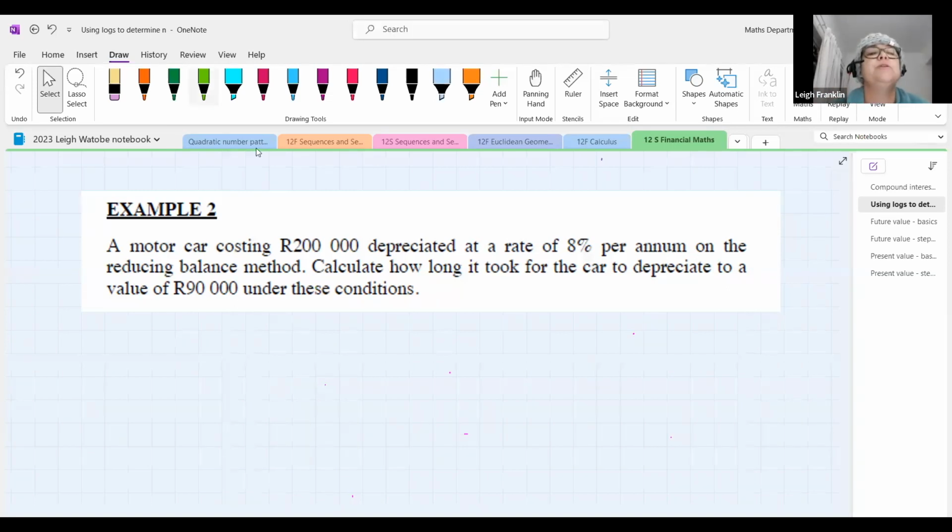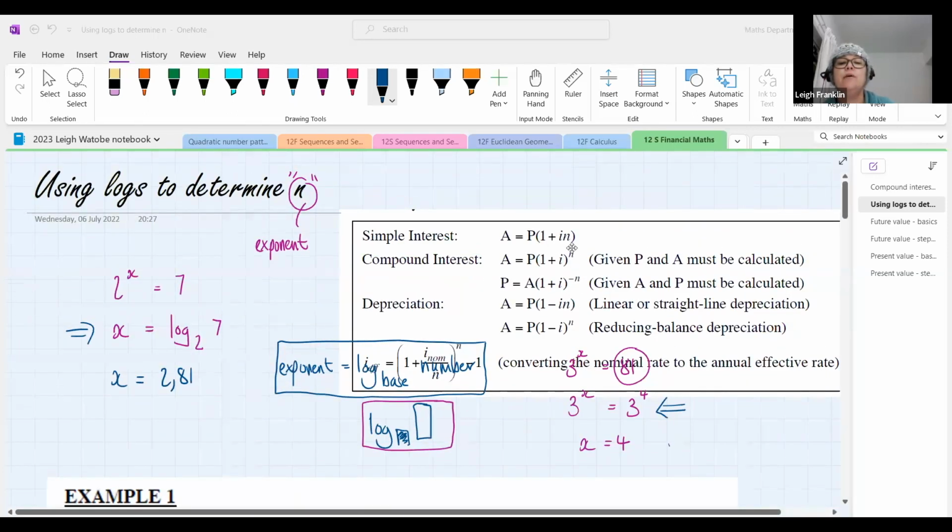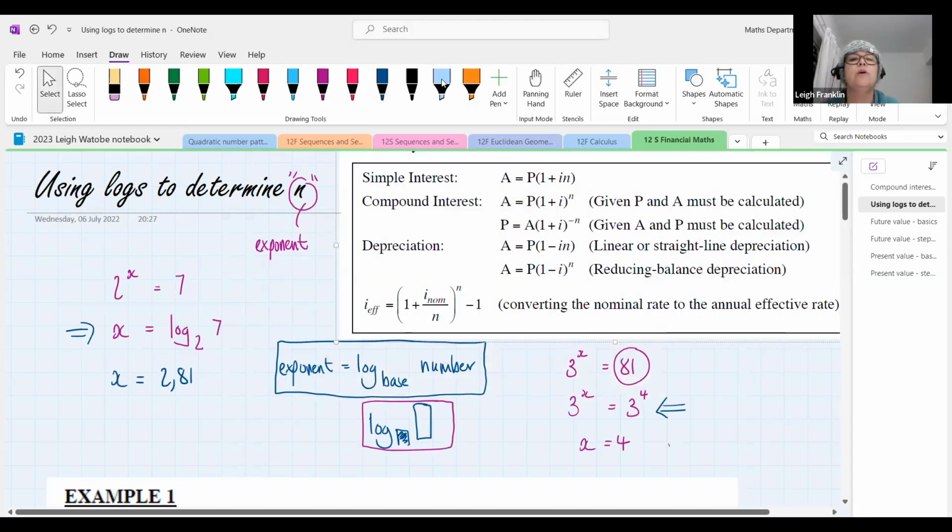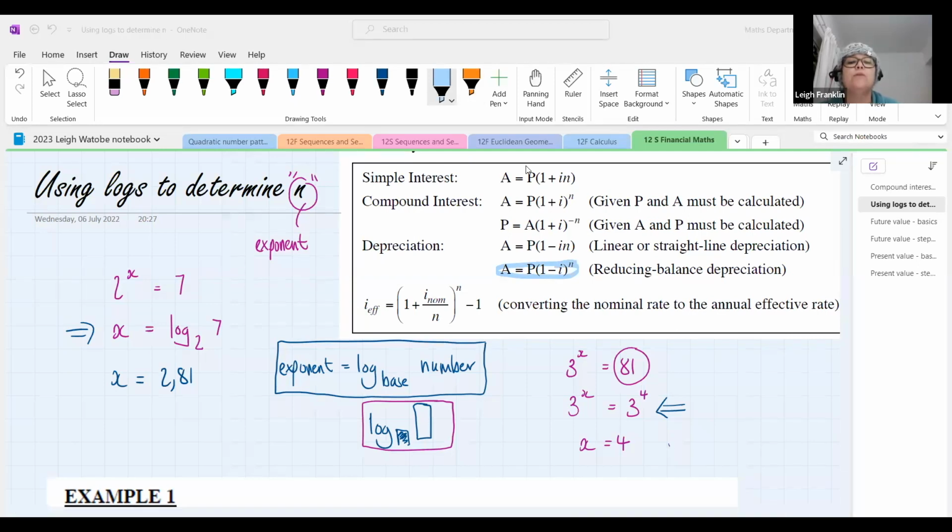What is the reducing balance formula? First of all, there are two depreciation formulae. So let's go back up and have a look at our formulae over here. Depreciation on a reducing balance. You've got to use the right formula. In financial maths, they are very strict about that. If you use the wrong formula, they are not going to give you any marks.